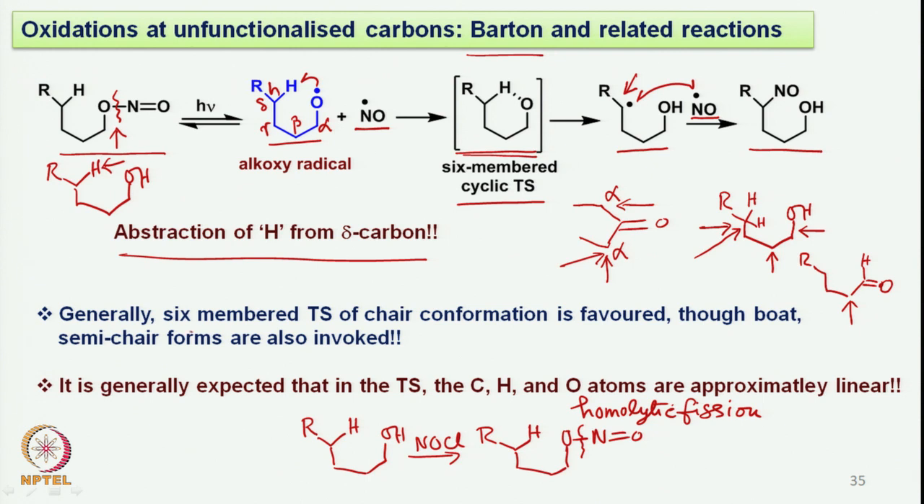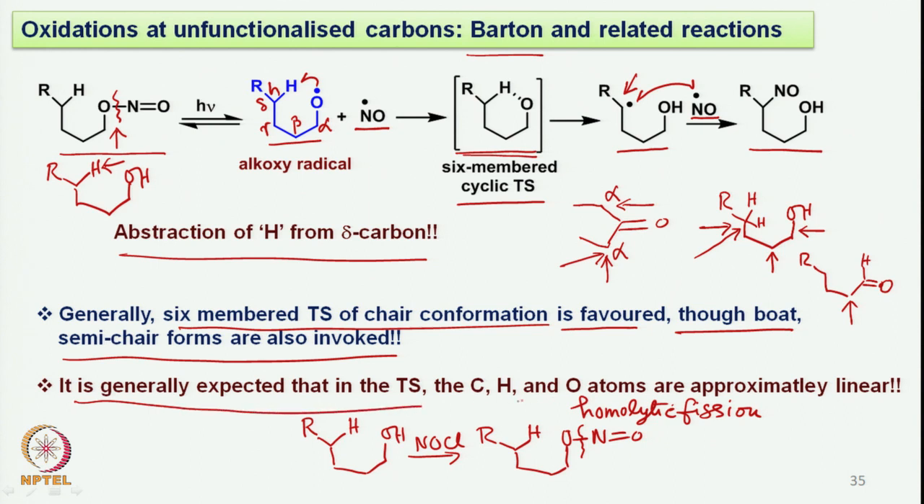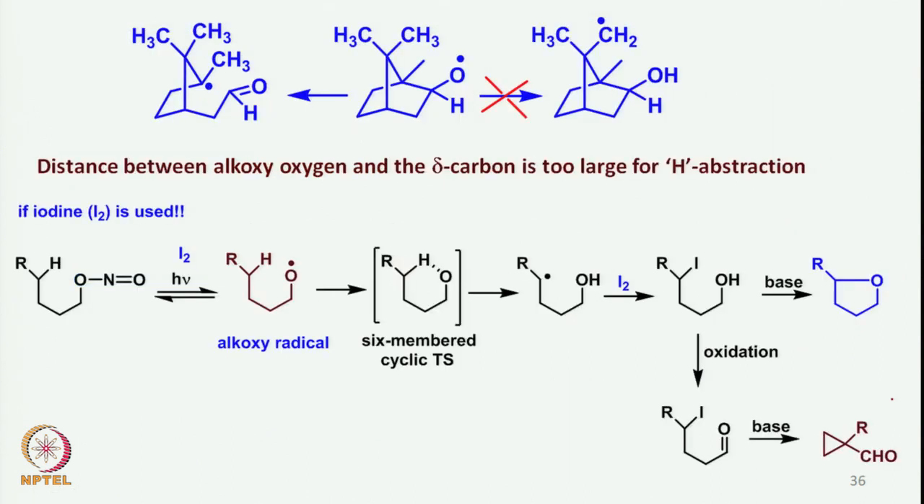Generally a 6-member transition state of chair conformation is favored, though boat or semi chair forms are also invoked. It is generally expected that in the transition state the carbon, hydrogen and oxygen atoms are approximately linear. So if that happens, then obviously what one expects is that the transfer of the radical occurs from oxygen to a remote delta carbon. Now, the coplanarity is an important part.